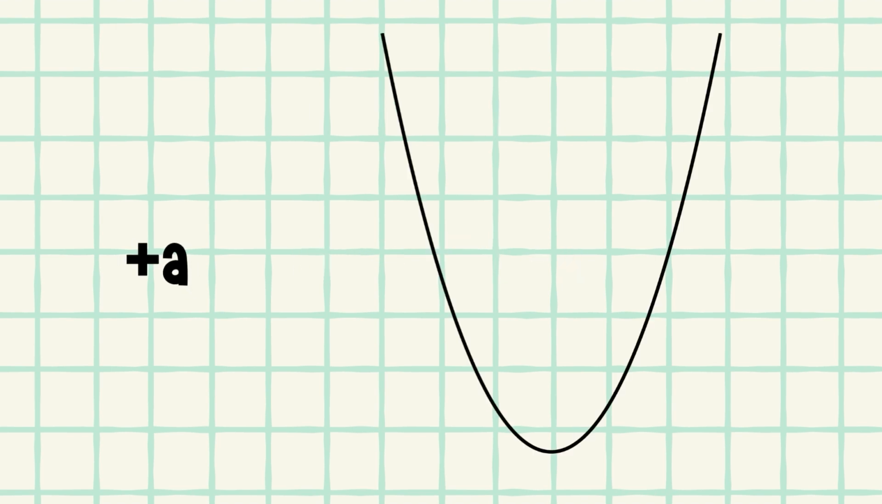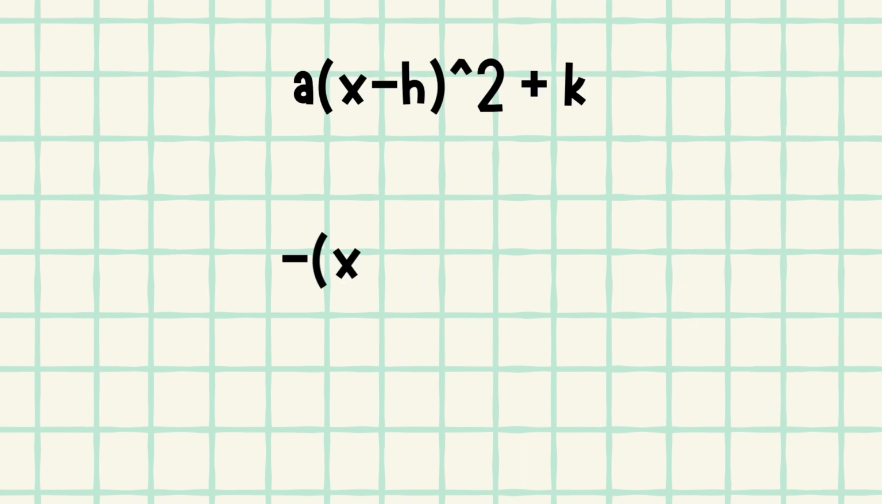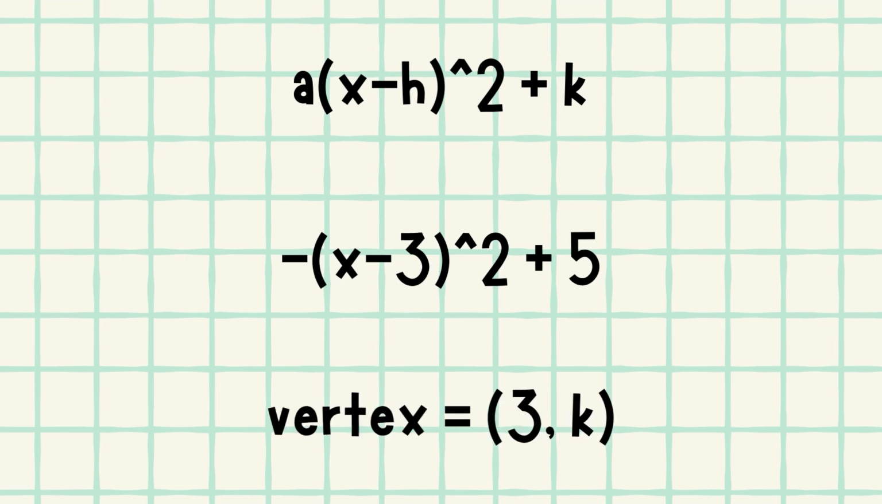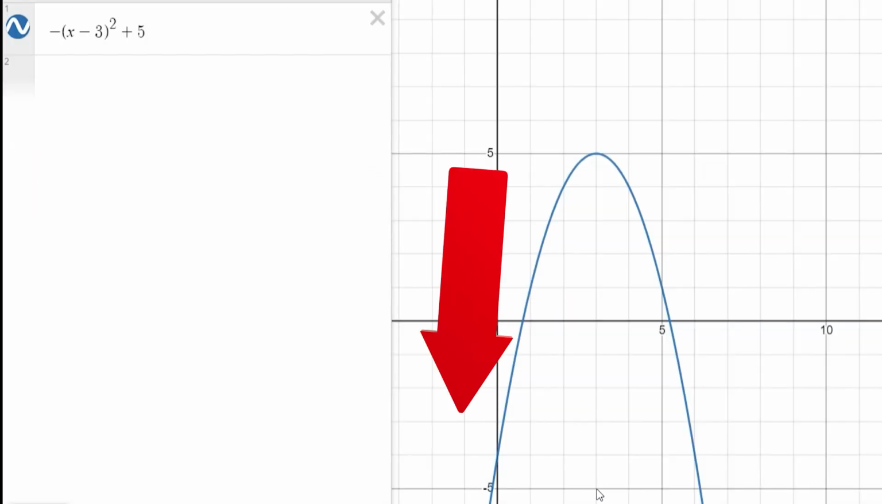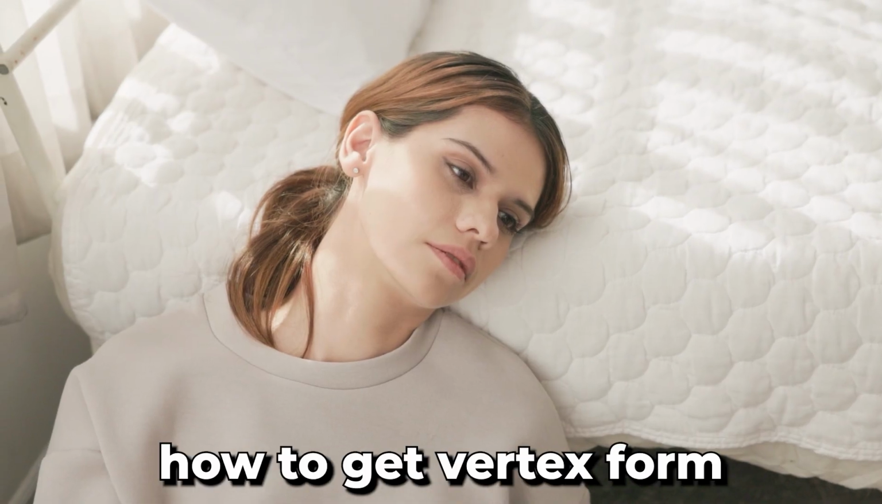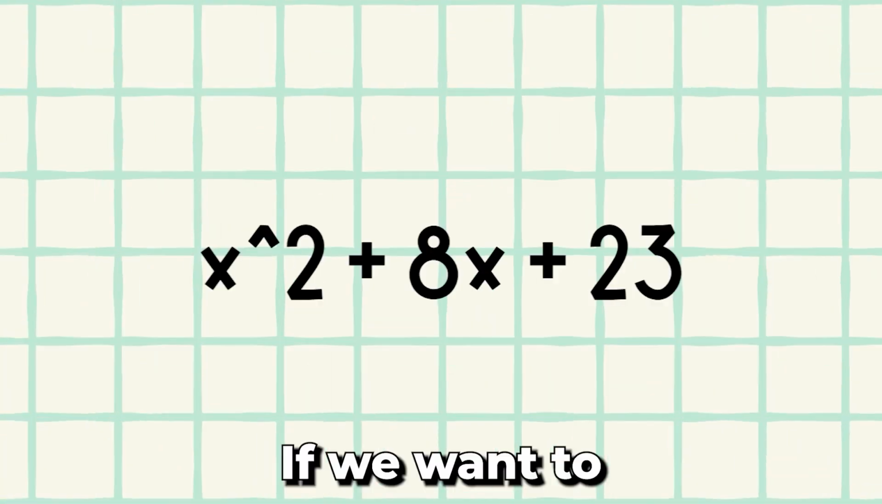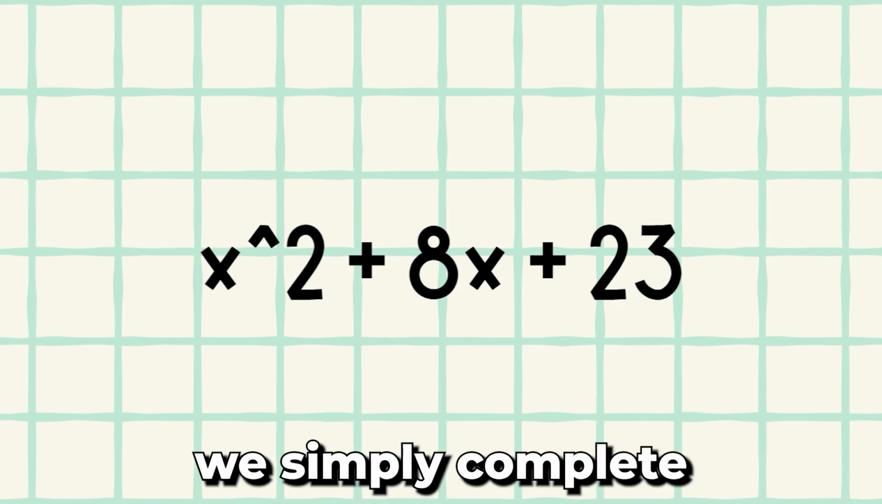And if a is positive, the quadratic will point up, and if it's negative, the quadratic will point down. In negative x minus 3 squared plus 5, the coordinates of the vertex are 3, 5, and the parabola will point downwards. This might be confusing, but it'll be slightly less when I show you how to get vertex form using completing the square. Let's look at x squared plus 8x plus 23.